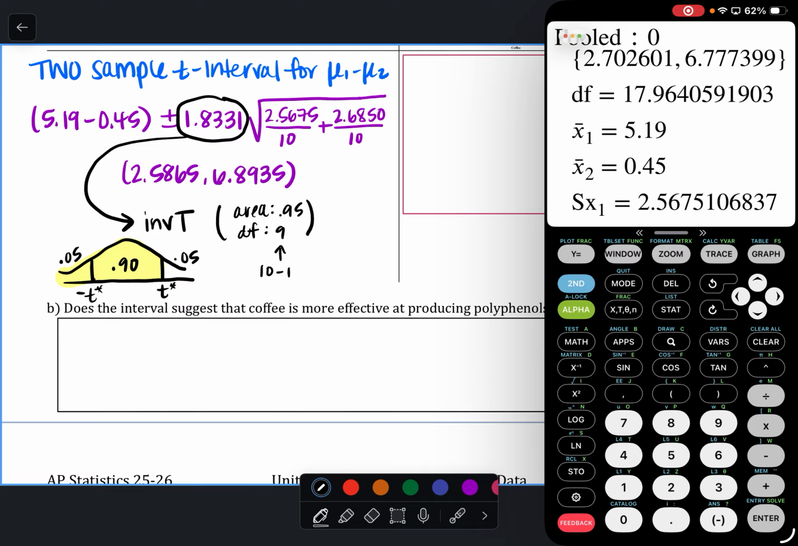If you are doing the calculator, write down the degree of freedom that they have on the screen. Don't just be like, okay, I have the interval, now I'm going to go back and write the degree of freedom as 9. Stay true to your method. If you are doing calculator, everything's going to come from the calculator. If you're doing it by hand, use it by hand. Don't just jump in and use the degree of freedom that's exact and conservative, switching them out. Calculator all the way or by hand all the way.